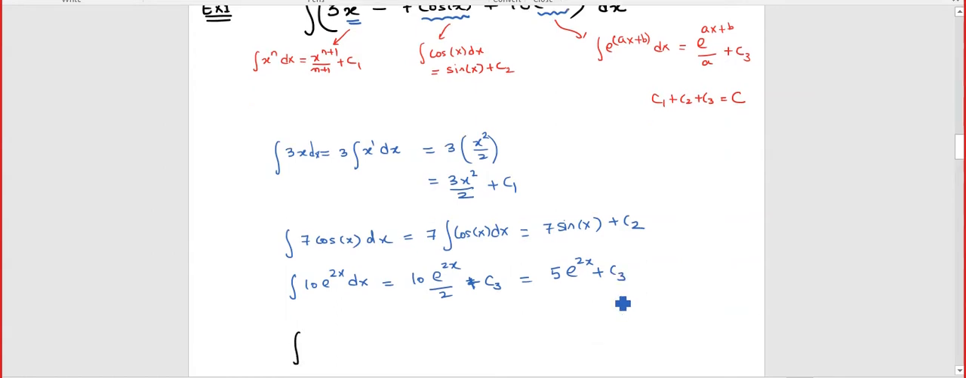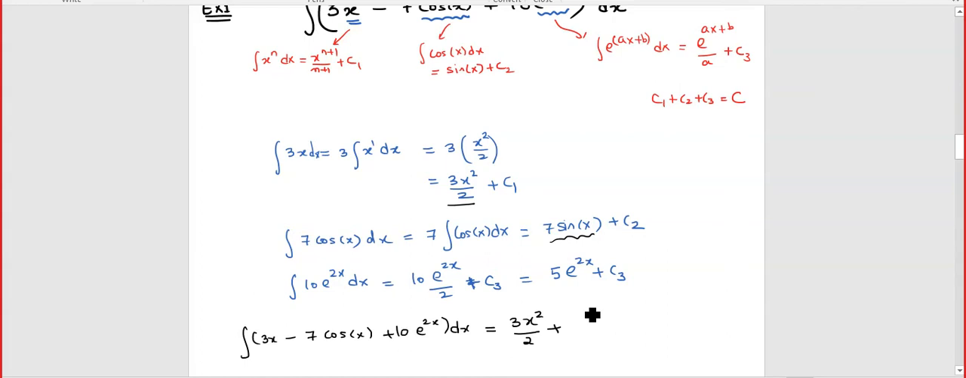Now substituting these values in the main term, in this one we get integral of 3x minus 7 cosine x plus 10 e power 2x dx is equal to, for the first term, 3x square over 2 plus, for the second term this one, of course we can write c1, 7 times sine of x plus c2, for the third 5 e power 2x plus c3.